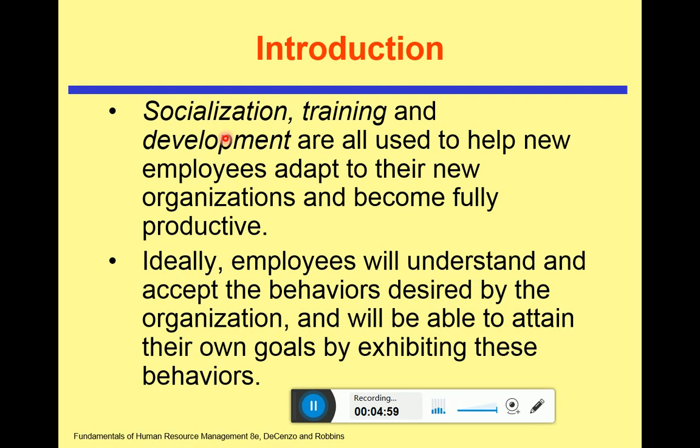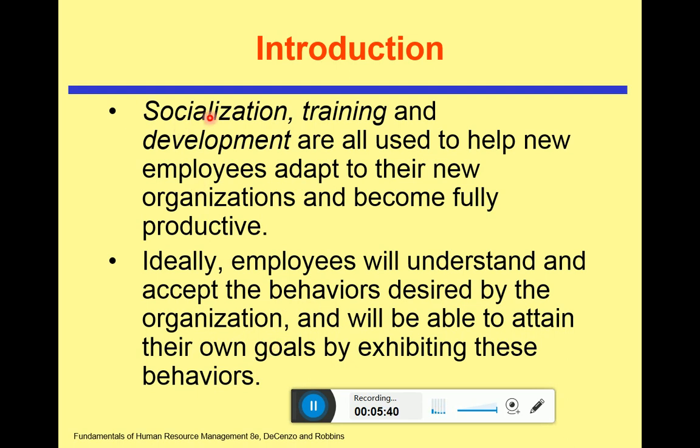Initially I told you socialization, training and development. All these are different techniques, different instruments used by the organization, especially for new employees and for existing employees as well. Why? Because they want new members to adapt to the organization and be productive for the organization. Ideally, employees will understand and accept the behaviors desired by the organization.